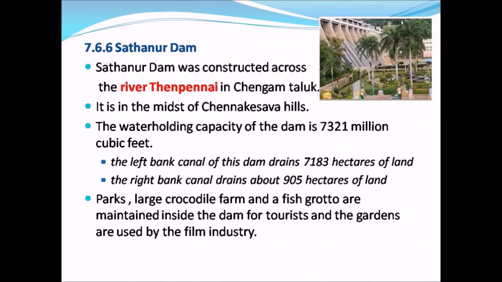Saturn Dam. Saturn Dam is also constructed across the river Tenpennai in Chengam Taluk. It is found in the mid of Chennai Hills. Saturn Dam is also one of the famous tourist spots. Parks are well maintained inside the dam and the gardens are used by the film industry. So you could have seen this dam in many of the Tamil movies.